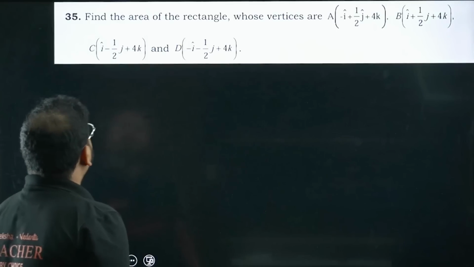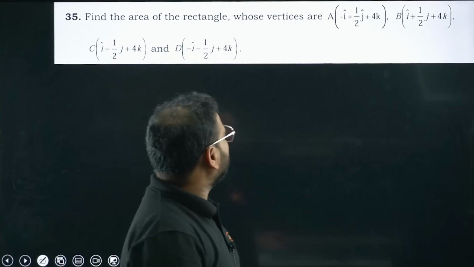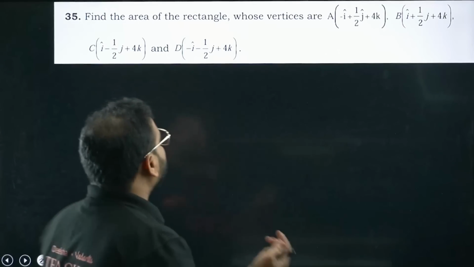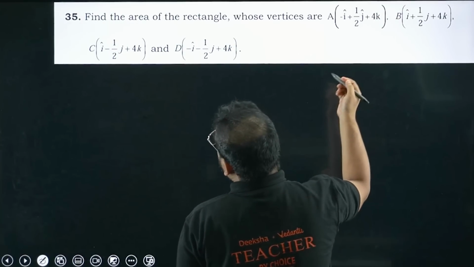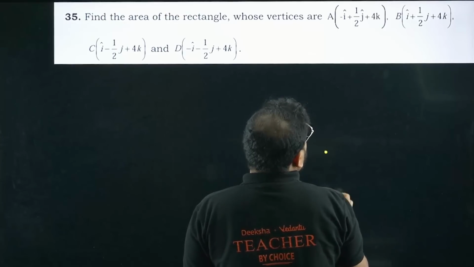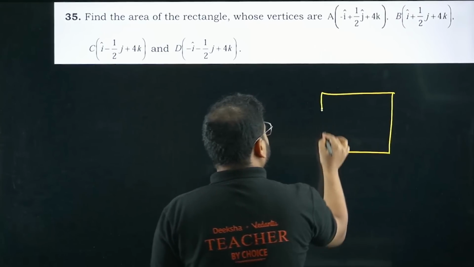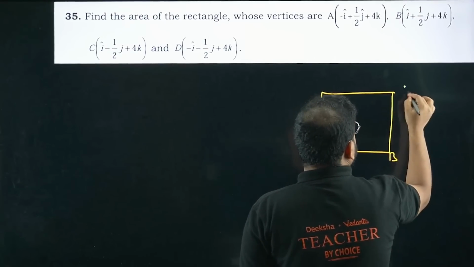So we have here question number 35. Find the area of the rectangle. A rectangle is also a parallelogram. Not all parallelograms are rectangles, but all rectangles are parallelograms. So what we can do is simply find the sides. Let's draw it like this. We have ABCD, so let's take A over here, and we have this rectangle A, B, C, D.